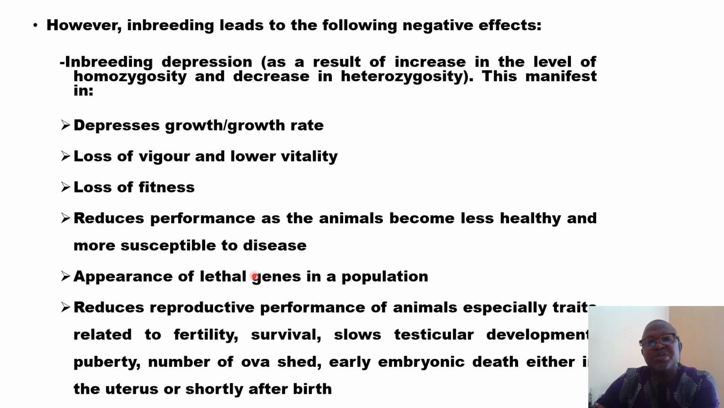There is possibility of appearance of lethal genes in the population. It reduces the reproductive performance of animals, especially with traits related to fertility and survival. It leads to slow testicular growth, early embryonic death, and so on and so forth.